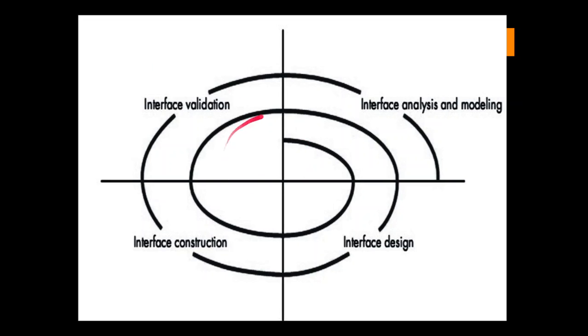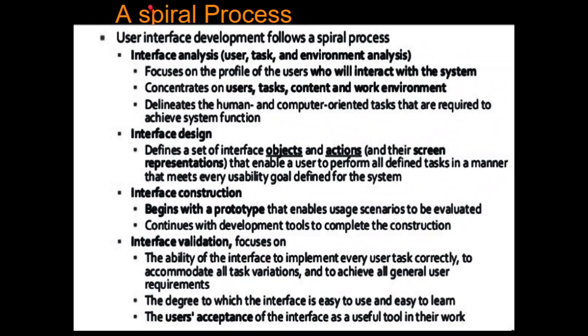So this spiral model shows that this process is a progressive one, it cannot happen at a stretch of time. It will take some repetition of the work in order to get the graphical user interface developed well. So this is a spiral process. So user interface development follows a spiral process.